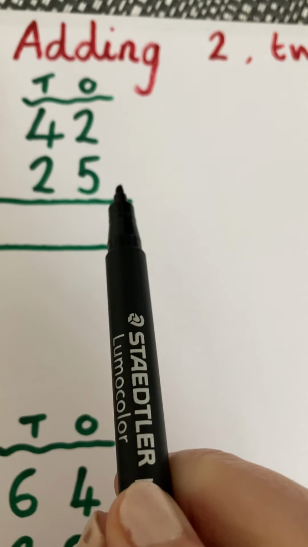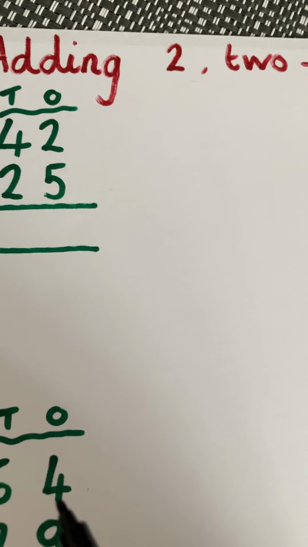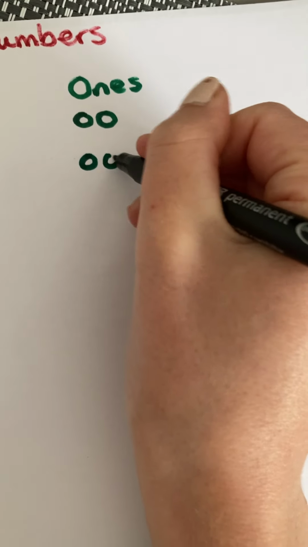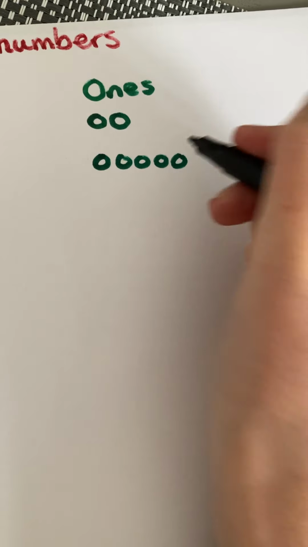Now the next number I've got to do is 25. Okay, so over here I'm going to do my 2 tens and how many ones? That's right, I've got 5 ones. 1, 2, 3, 4, 5.